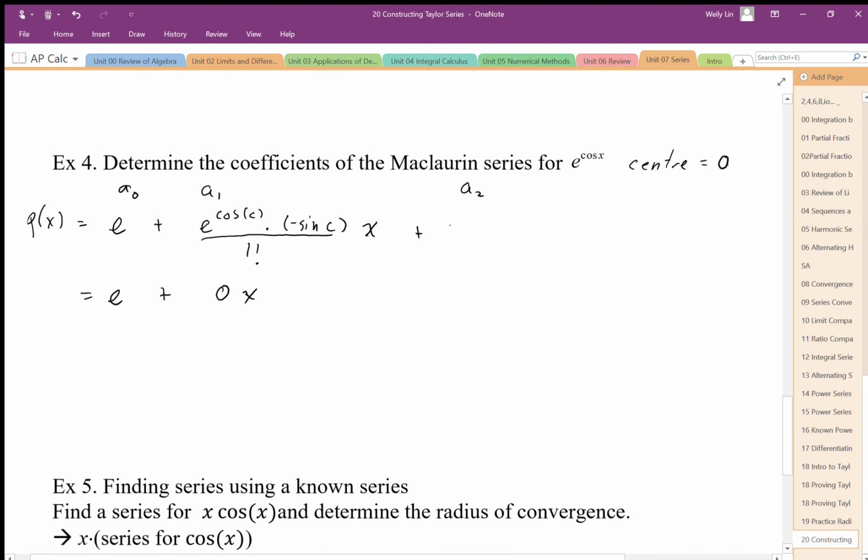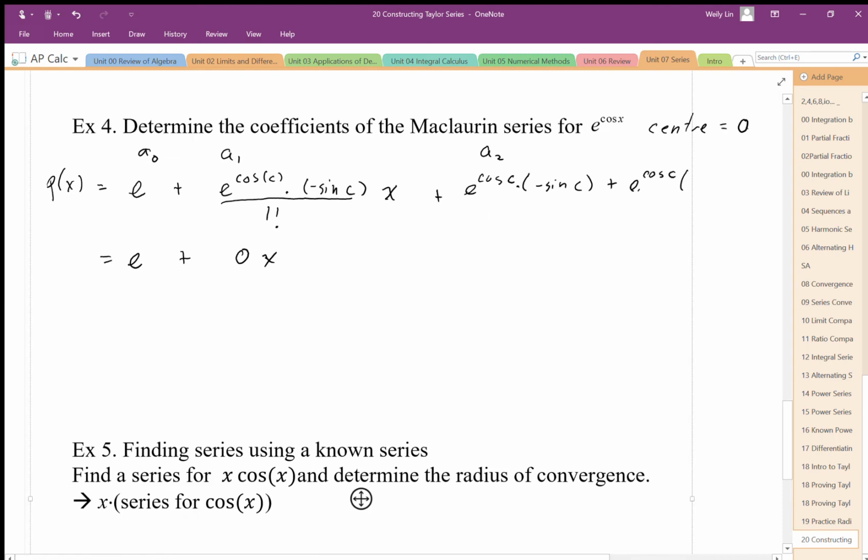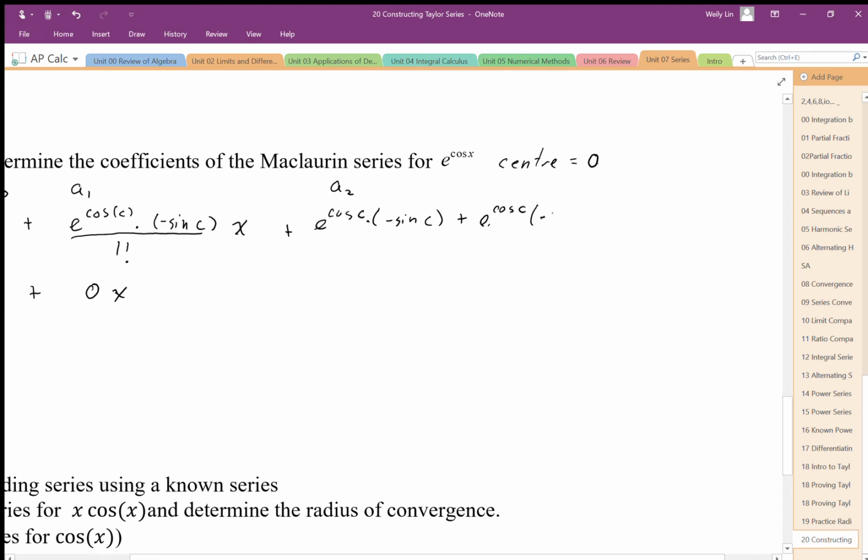So it's going to be e to the cos c, that's the derivative of that, times negative sine c. Now I have to apply the product rule, plus e to the cos c times the derivative of sine, which is going to be cos. So we get negative cos c. Okay, so that's our second term. That's the derivative, just using the product rule. Looks okay to me. Divide by 2 factorial, and then add in the power series part.